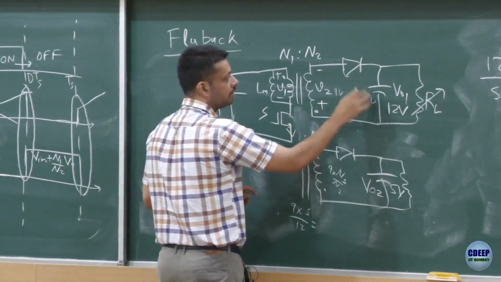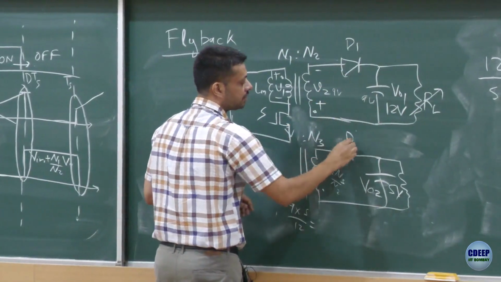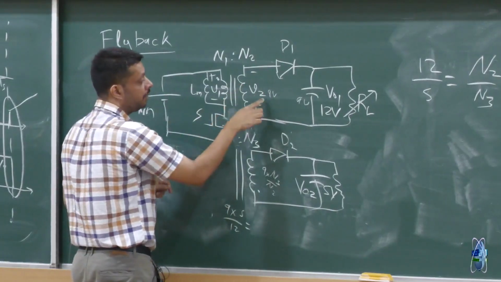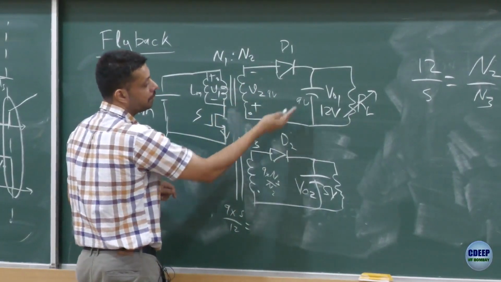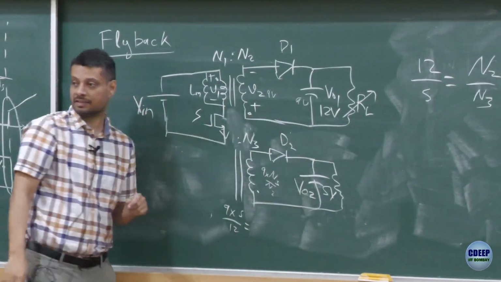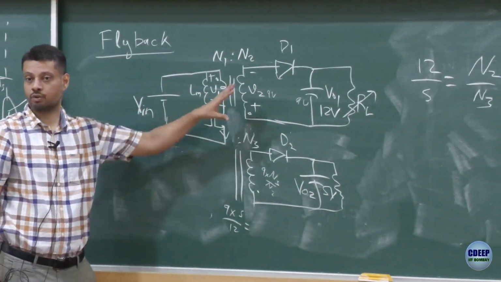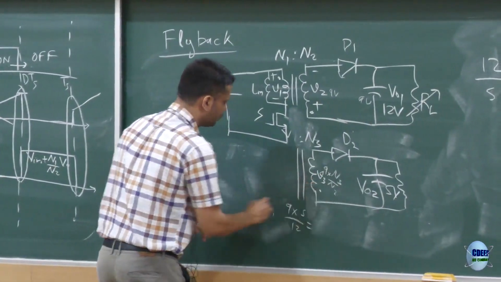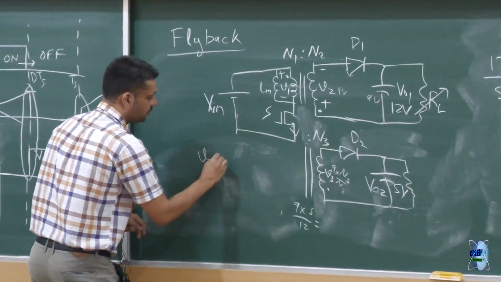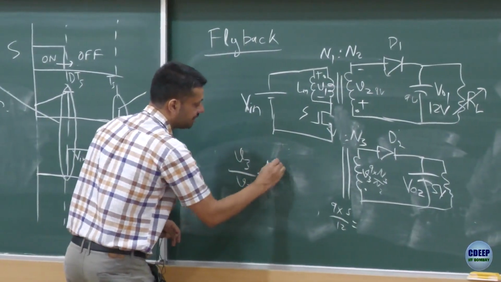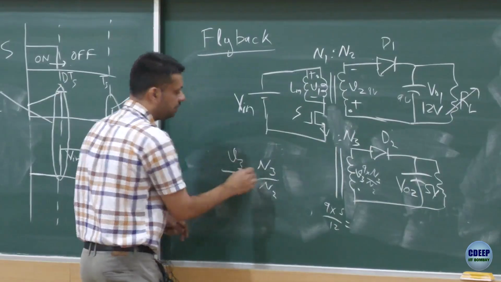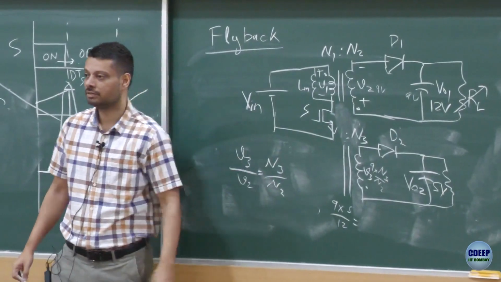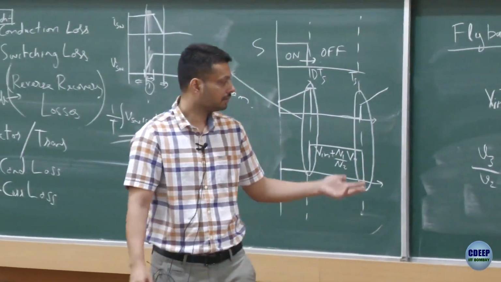If this is 9 volt, let's assume that diode D1 conducts. If diode D1 conducts when the switch is off, then what will be V2? V2 will be equals to minus 9 volt, is that okay? V2 will be equals to minus 9 volt. So what will be V3? V3 by V2 is equals to N3 by N2, right? So V3 will be equals to minus 9 multiplied by 5 by 12. How much is that? Can someone quickly calculate?